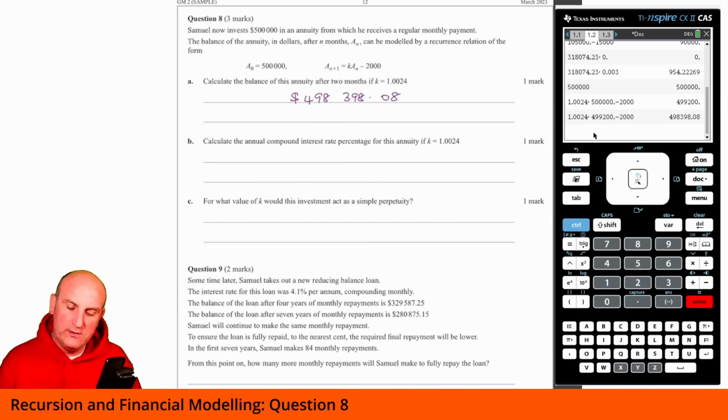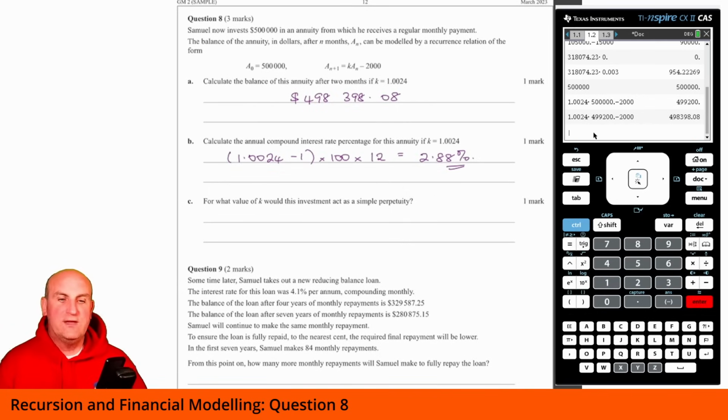Calculate the annual compound interest rate percentage for this annuity if K equals that. Well, K are the same thing. So I tend to use a formula that says take that value that's in front of it. So in this situation, 1.0024, you minus 1. You times that by 100 to turn it into a percentage, and then you times that by your number of compounding periods, and because it's monthly, I'm going to times that by 12. And again, when I put that into my calculator, out comes 2.88%. Ka-ching.